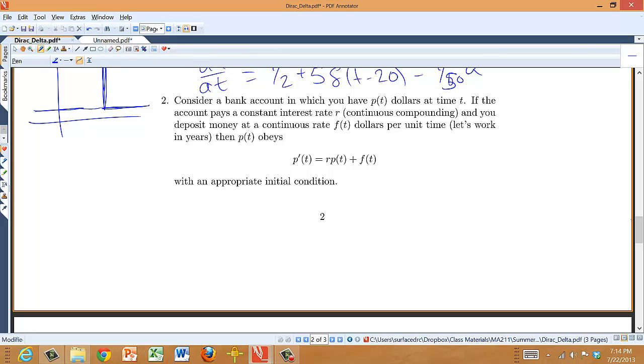Suppose we have a bank account in which I have P of t dollars at time t. If the account pays a constant interest rate R, and you deposit money at the rate F of t dollars per unit time, then P of t obeys this equation. So remember, F of t is the rate at which I'm adding salt, or not salt, money to my account.